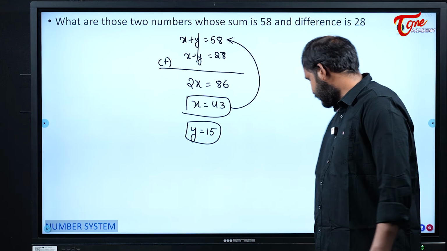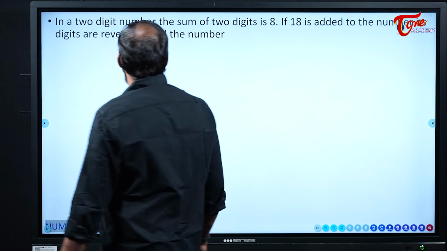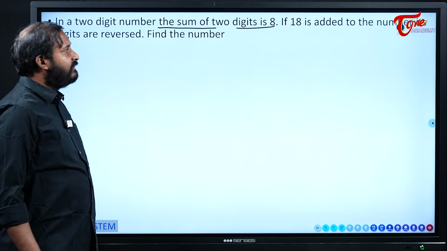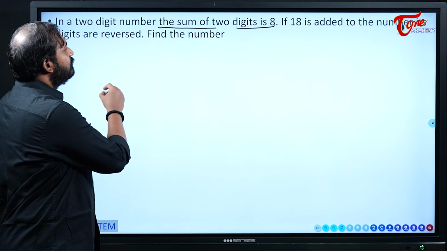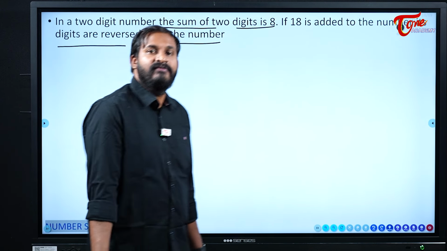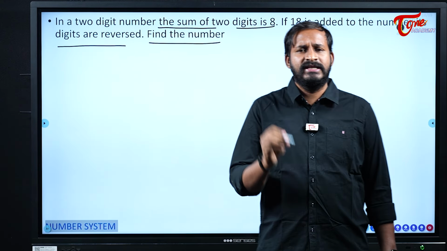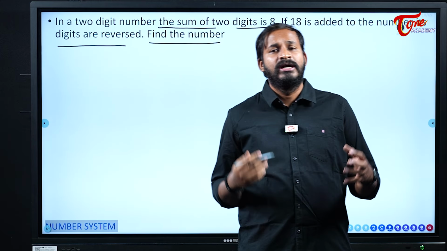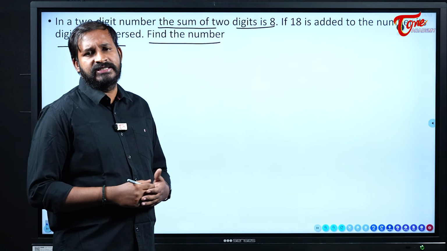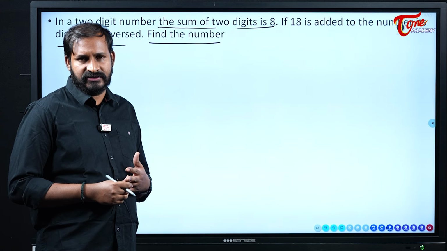Next. In a two-digit number, the sum of two digits is 8. If 18 is added to the number, its digits are reversed. Find the number. This is very, very important, students. Why? Because nowadays they are asking many questions based on this type of shuffling. Even in the UPSC CSAT paper they are asking some questions from this.